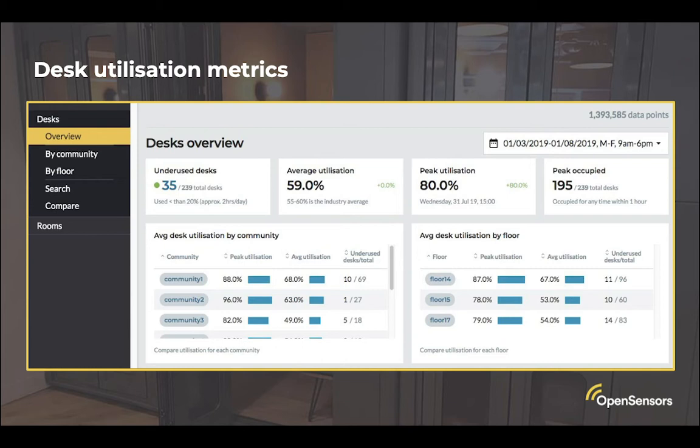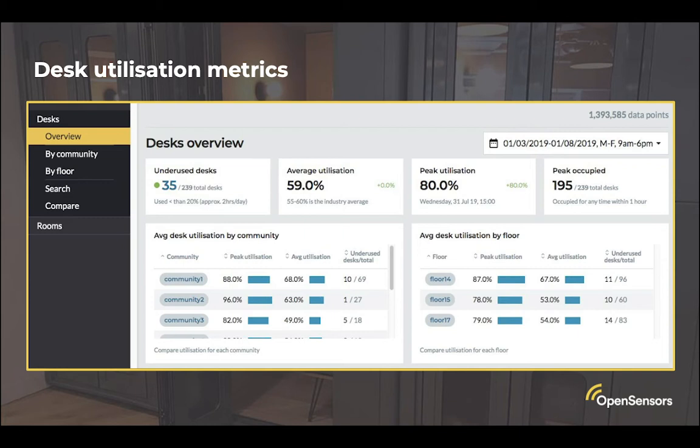The average desk utilization rate is another key metric. The industry average is between 55 and 60%. So you can easily benchmark your average utilization rate against the industry average, and then get a sense of your own success. It also helps you understand how much more you could be doing to optimize your workspace.